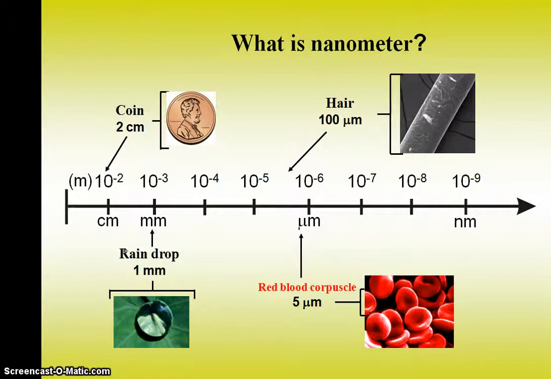What is a nanometer? A nanometer is 10 to the power minus 9 meter. The size of a human hair is of the order of 10 to the power minus 6 meter, that is approximately 100 micrometers, the size of a red blood cell is 5 micrometers, the size of a coin is 2 centimeters, and the size of a raindrop is 1 millimeter.